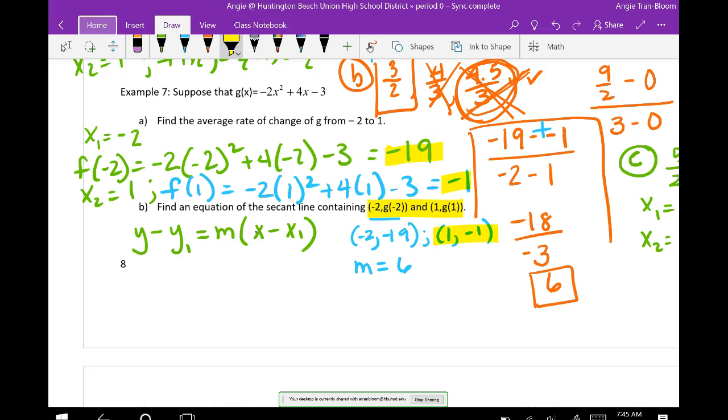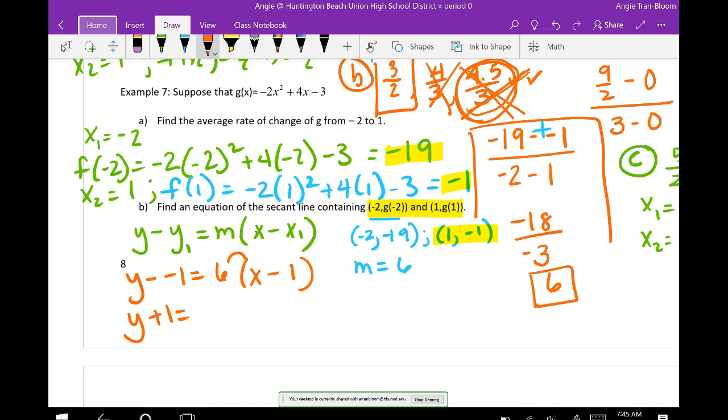The second one, like that one? Sounds good. Let's plug it in. y minus, what's my y1 here? -1 equals, what's your slope? 6 times x minus what? 1, okay? Now we have to simplify, make sure it's in the y equals form.